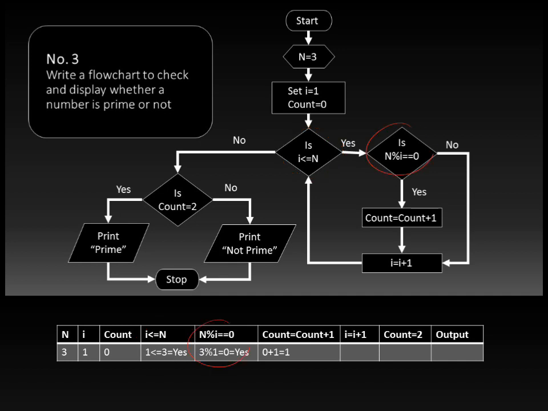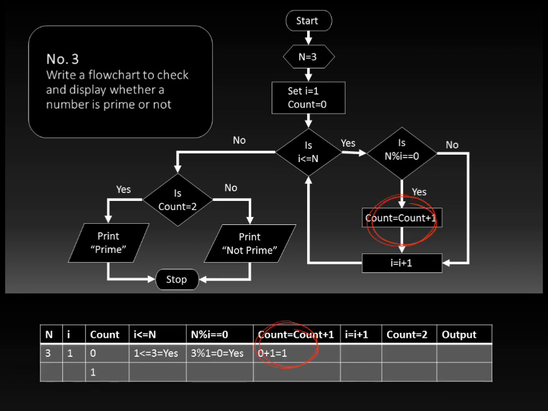Then proceed to the n modulo i equals to 0. So our n is 3 and our i is 1. So 3 modulo 1 is equal to 0, since if you divide 3 divided by 1, you're gonna get an answer of 3 and a remainder of 0. So the answer is yes. So we have to proceed. So count equals count plus 1. The value of our count is 0. So 0 plus 1 equals 1. This 1 we will put here as the value of count.